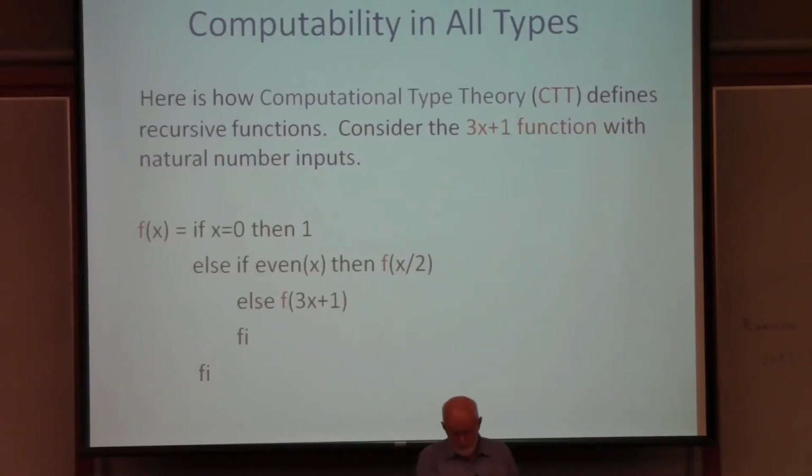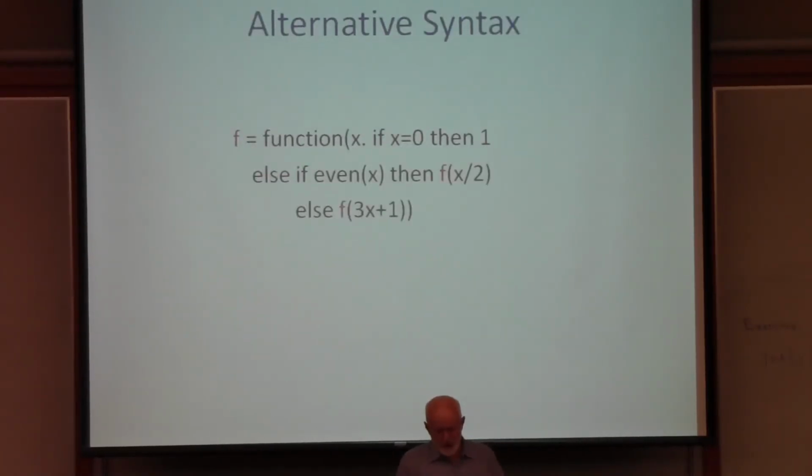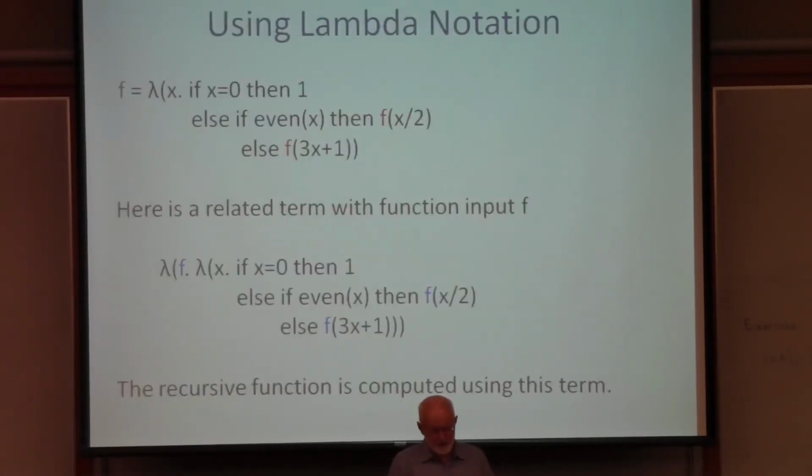So here's a well-known variant of the 3x plus 1 function. There's a recursive function defined in the usual way. That's called the 3x plus 1 function. And what we know about this is that it converges to 1 on like the first million inputs, but nobody knows whether that's a total function or not. It might actually be partial. So here's an alternative syntax for it. You could just define it as, well, f is the function like this. Another piece of syntax for it is to use a lambda term.